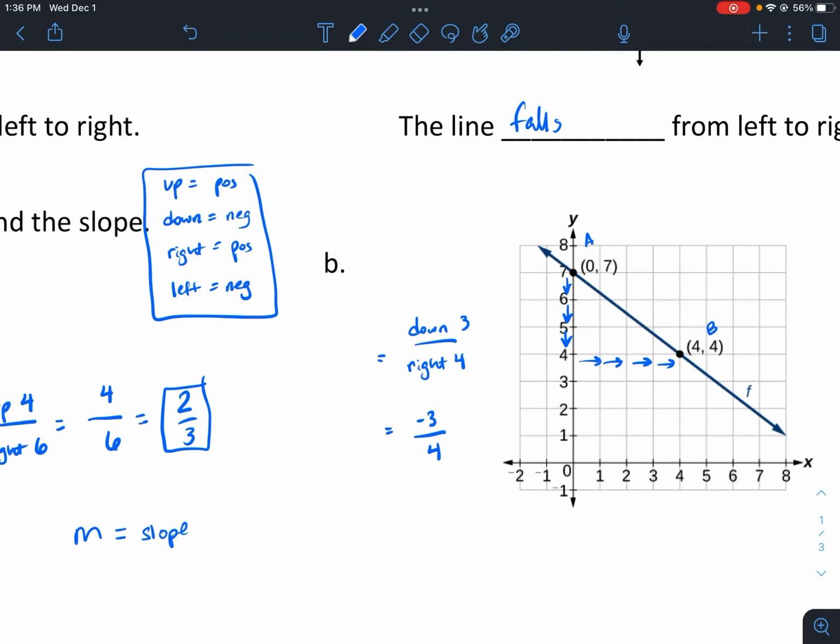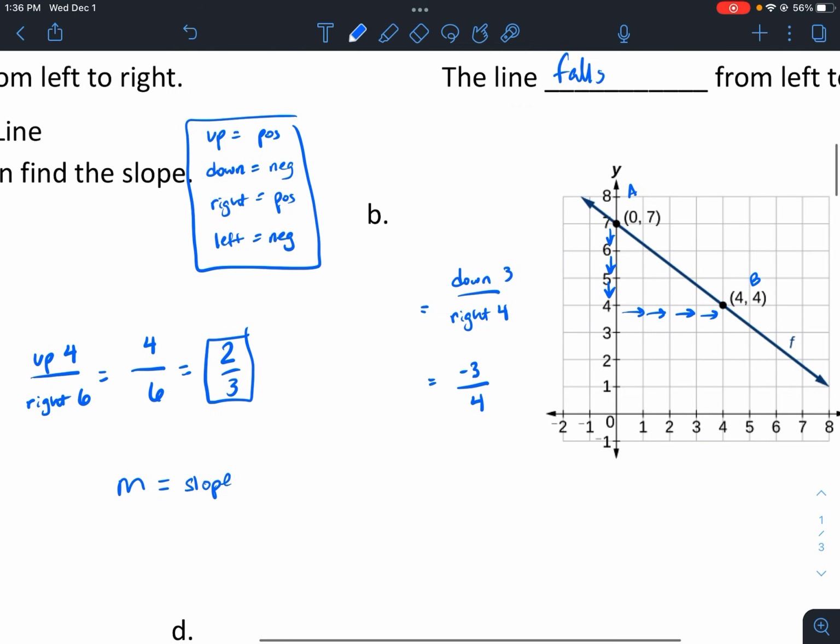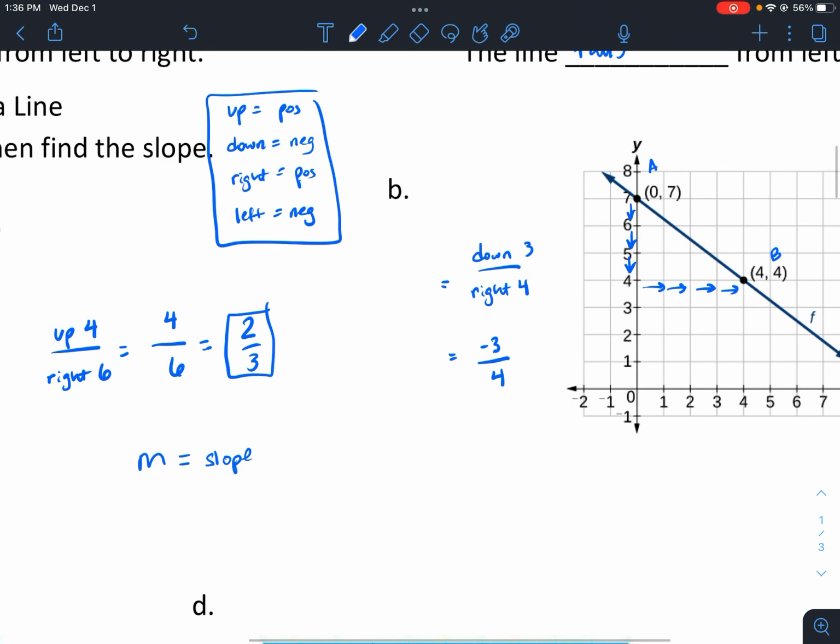You don't have to draw arrows for every single problem, but for me, it just helps to visualize because I know sometimes it's hard to count just with my fingers or with the pencil. So whatever is beneficial for you.